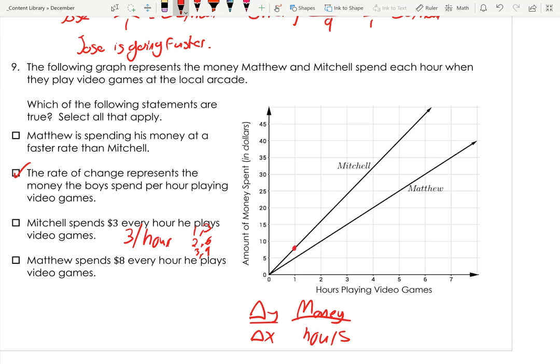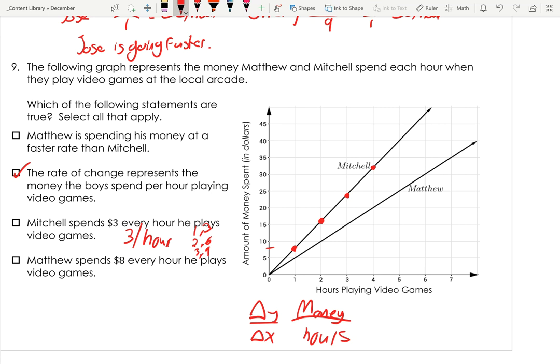Well, with Mitchell's graph, 1 hour looks like about $8, in my opinion. 2 hours is about $16 or $17. 3 hours is about 24. 4 hours is about 32 or 33, right? That's clearly much higher than what that's saying.